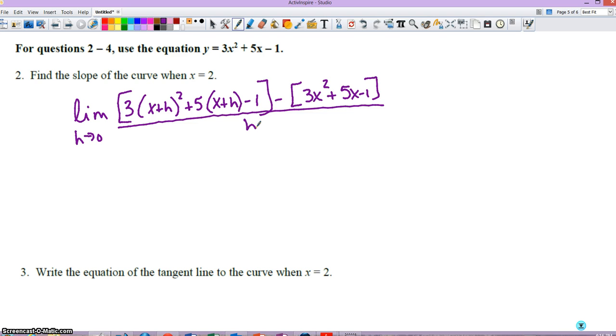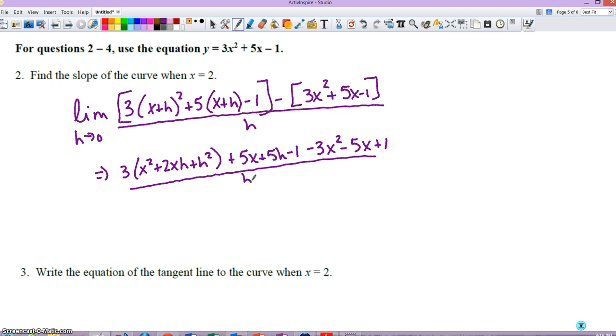So if I fold this out, this yields 3x squared plus 2xh plus h squared plus 5x plus 5h minus 1 minus 3x squared minus 5x plus 1, so that's over h. Keep going. So that's 3x squared plus 6xh plus 3h squared plus 5x plus 5h minus 1 minus 3x squared minus 5x plus 1, all over h.